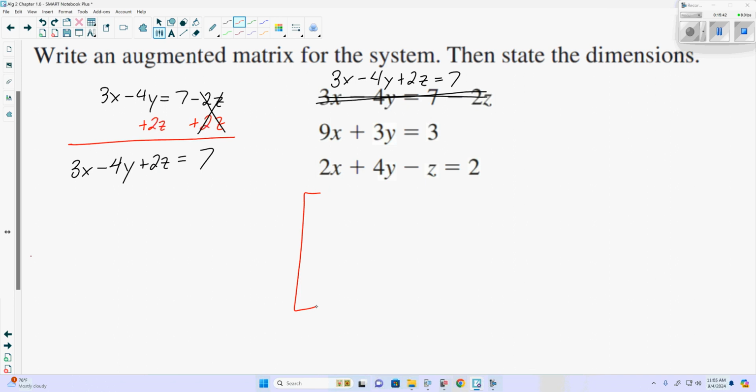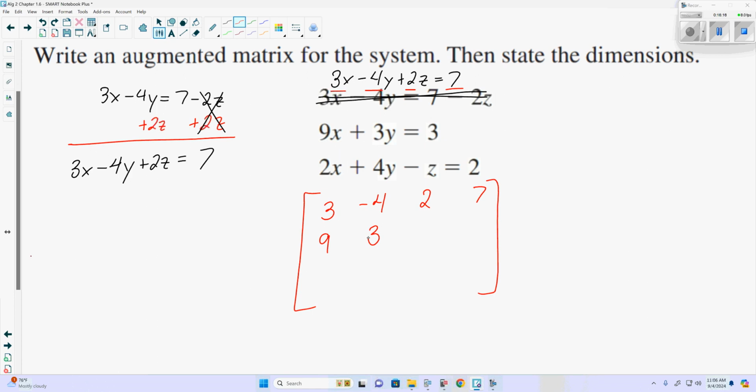So the first equation, we have 3x minus 4y plus 2z equals 7. So we have 3 from x, negative 4 from y, 2 from z, and 7. So that first equation gives me enough space that all the rest should fill in the same. Let's look at the second one. The number from x would be 9. Our number for y would be 3.